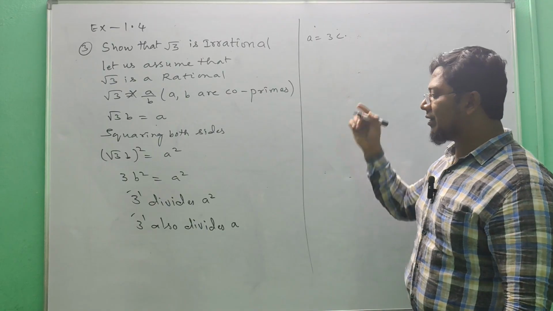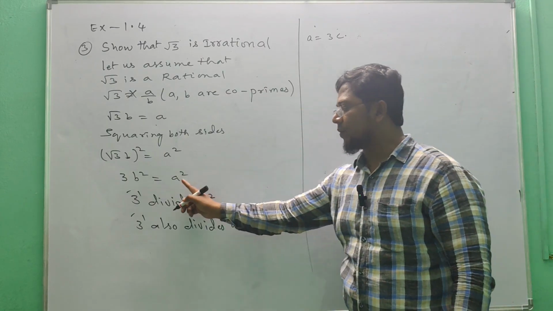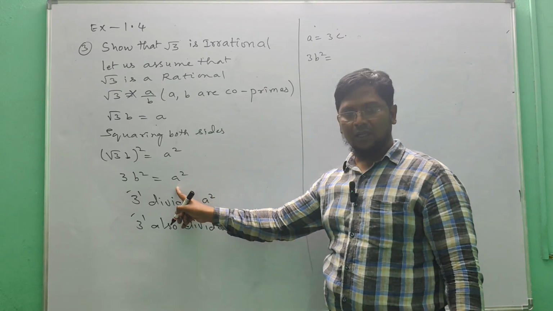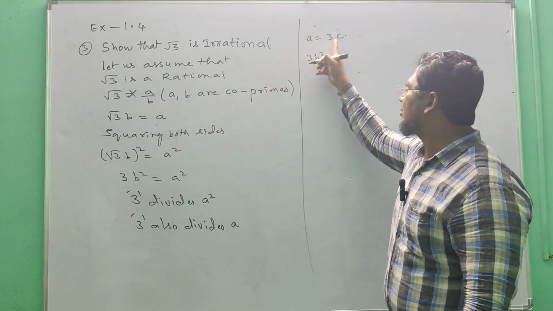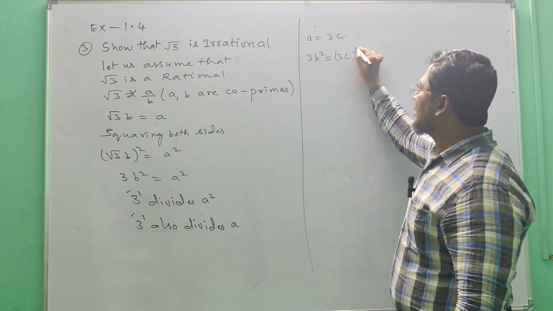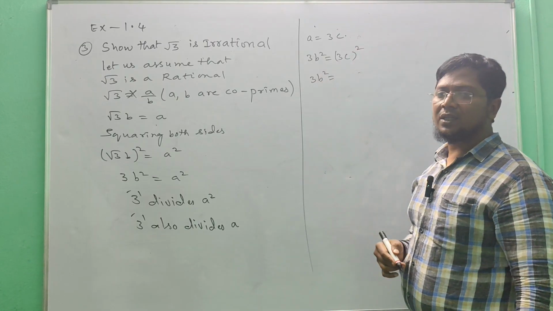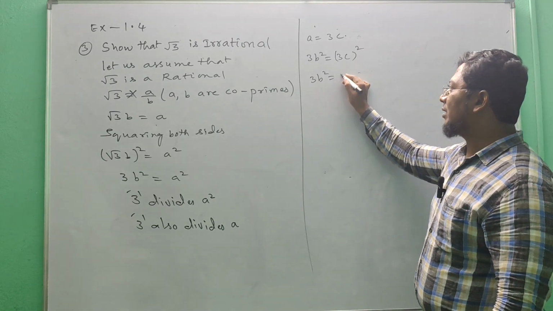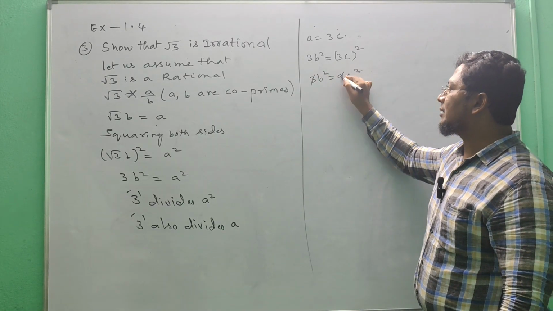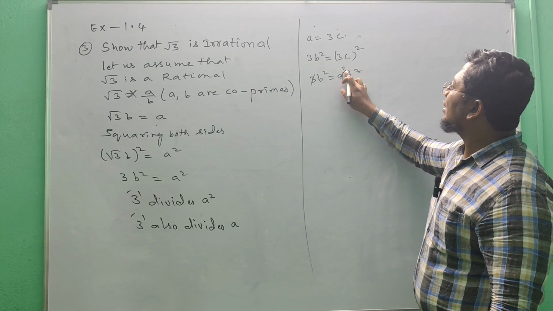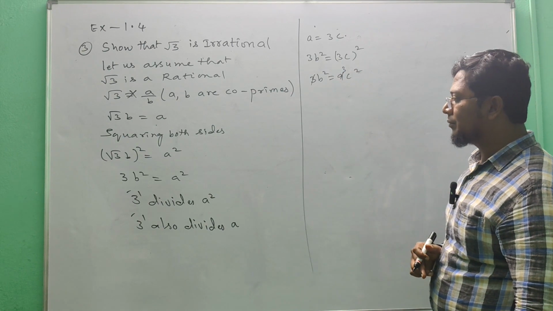We substitute the value of a in this equation. 3b square is equal to what? a square. What is a value? 3c. So 3c whole square. 3b square is equal to 3 square c square. What is the answer? 3 3s are, very good, 9. 9c square. 3 1s are 3, 3 3s are 9.